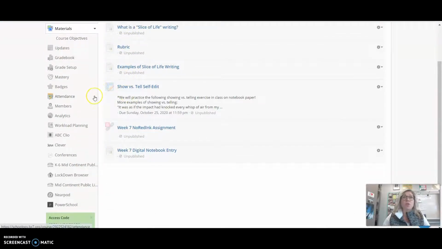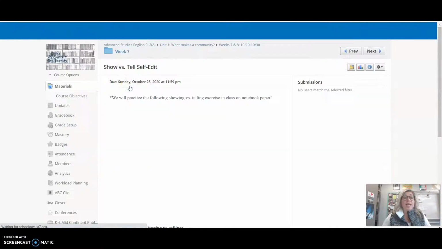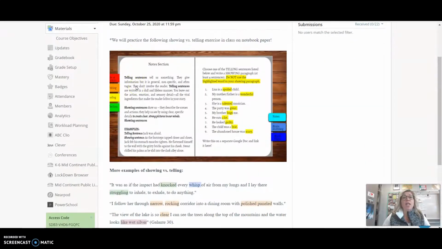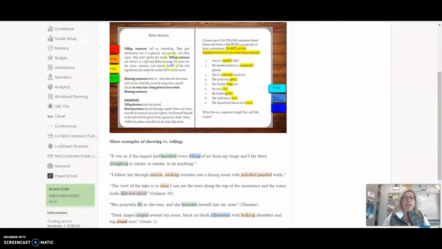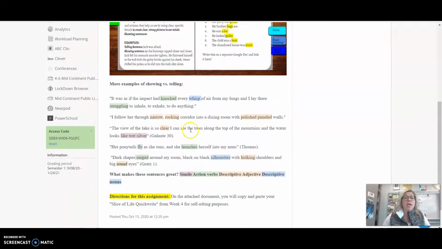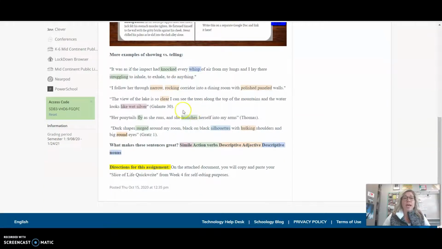Because we're not doing research, you're telling about a little moment in your life. And so for this week, really what you're going to be doing is just a show versus tell edit. And so read through, again, this is kind of what it means to show versus tell, examples of showing versus telling, and it's really using figurative language, action verbs, descriptive adjectives, descriptive nouns.